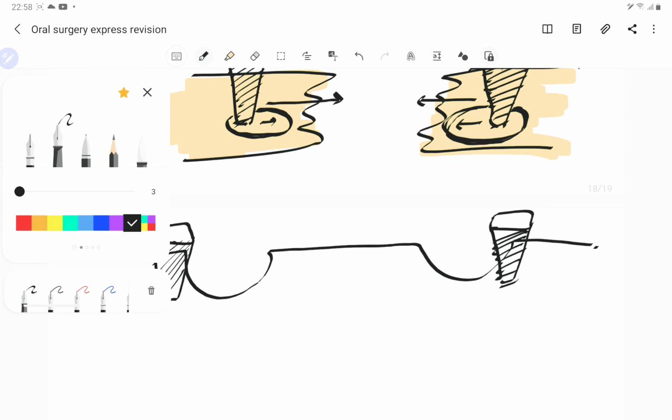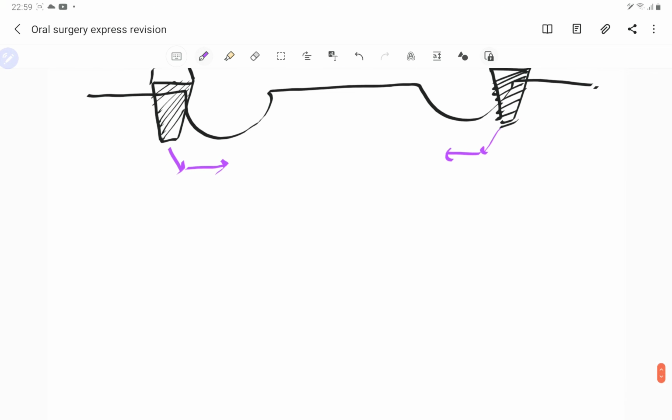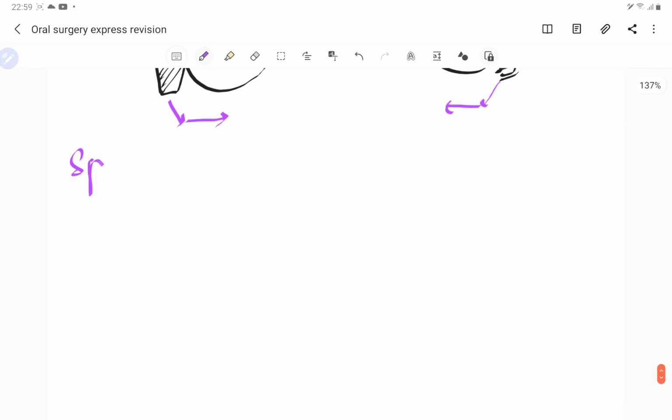So the movement which is happening is, first there is down and then there is forward movement like this. So this is based on the principle of the spherical gliding principle.